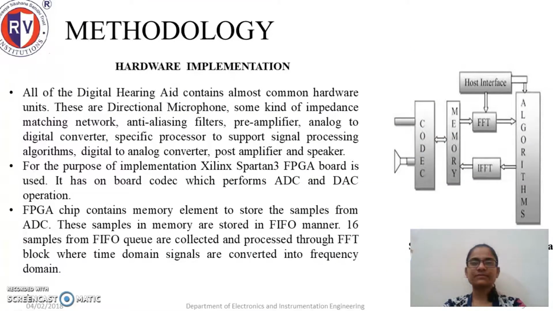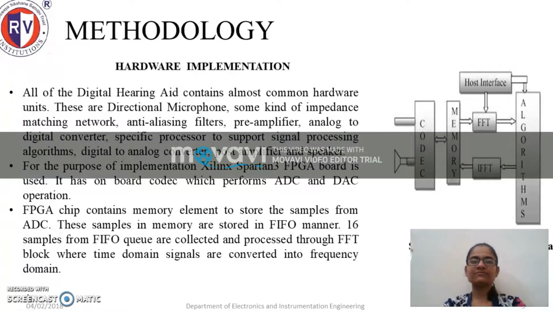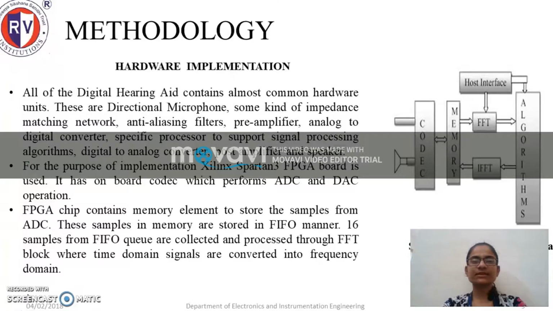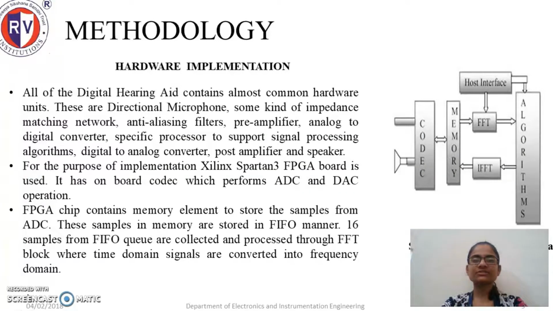Okay, now we will see the methodology. Almost all digital hearing aids contain the same hardware units. They contain microphones, some kind of impedance matching networks, anti-aliasing filters, a preamplifier, an analog to digital converter, and some specific processor to support the signal processing algorithms, followed by the digital to analog converter, post amplifier and the speaker. For the purpose of this project, implementation is done on the Xilinx Spartan 3 FPGA board. The FPGA board contains an onboard codec which performs the ADC and DAC operations, analog to digital conversion and digital to analog conversion. The FPGA chip contains some memory elements to store the samples from the ADC.